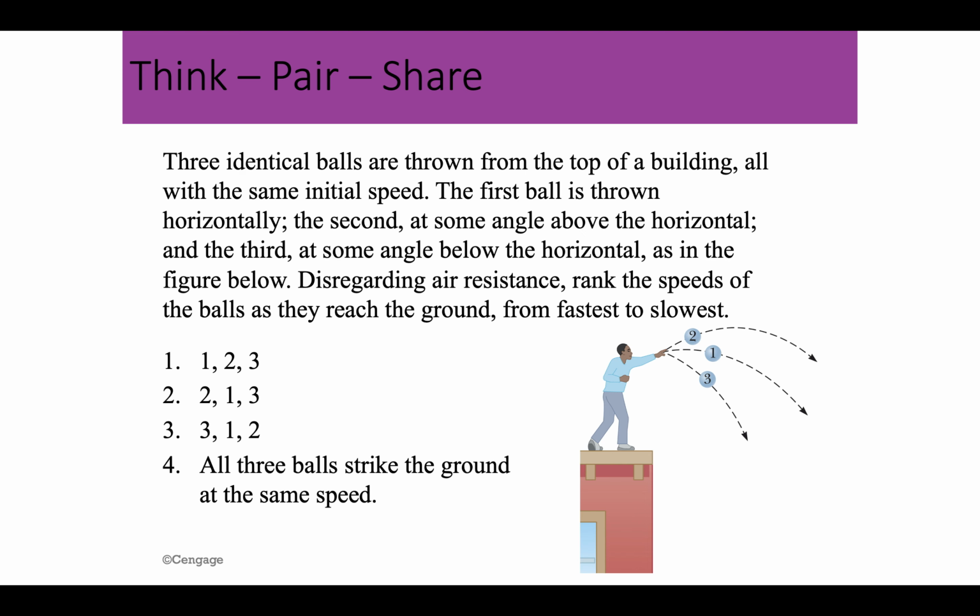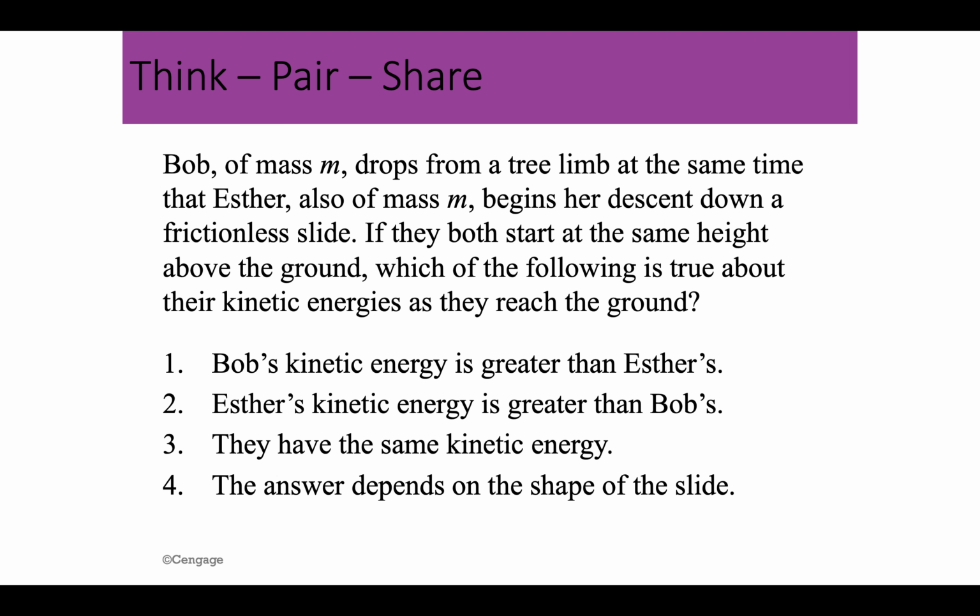All three balls will strike the ground at the same speed. Not at the same time, but they all have the same total energy. They all lose the same exact amount of potential energy, so their kinetic energies must be identical at the bottom, because they all have the same initial kinetic energies and the same initial potential energies. They all have the same final potential energies, so they must all have the same final kinetic energies and therefore the same speeds.